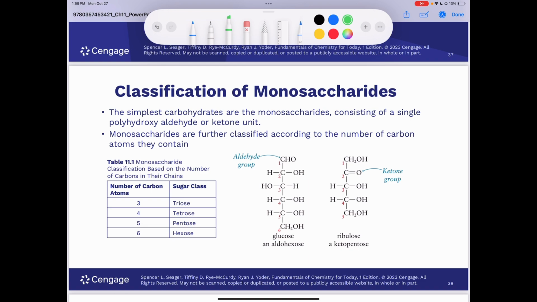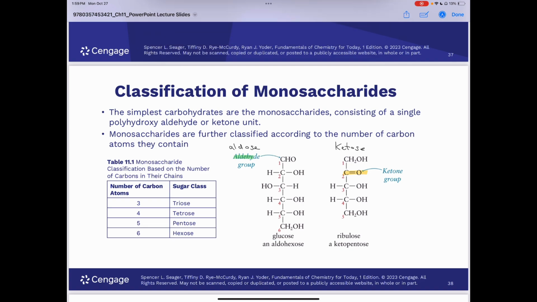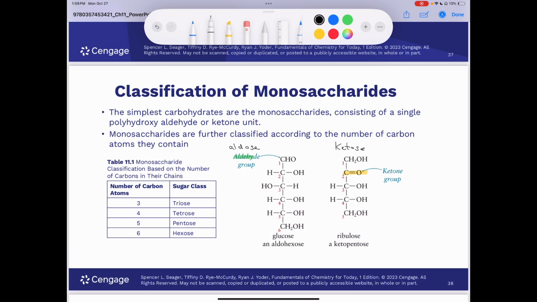So first of all, if we have an aldehyde group, we call that an aldose. Whenever we have an aldehyde group at the top, we call that an aldose. And if we have a ketone group towards the top of our molecule, we're going to call that a ketose. So we have aldoses and ketoses. And then we also classify according to the number of carbons.